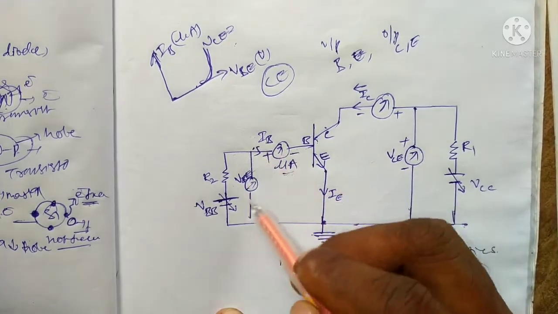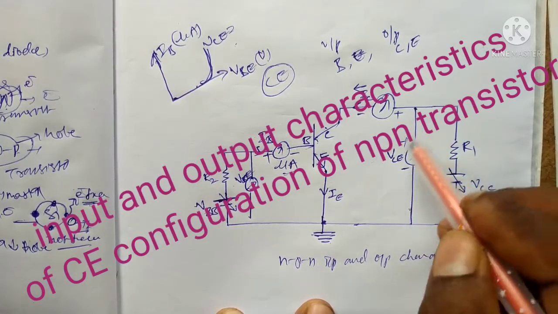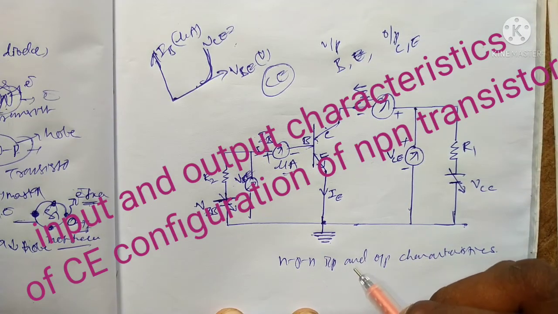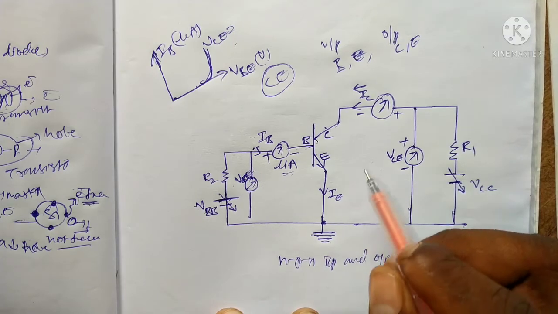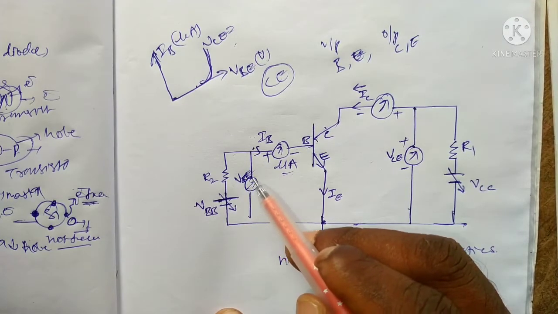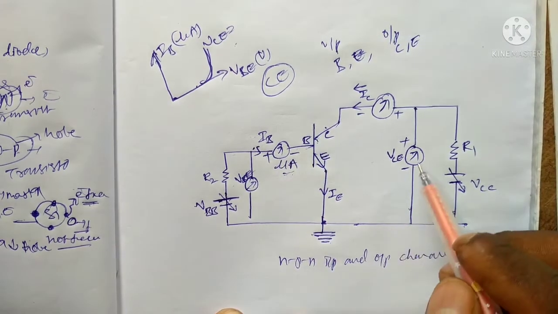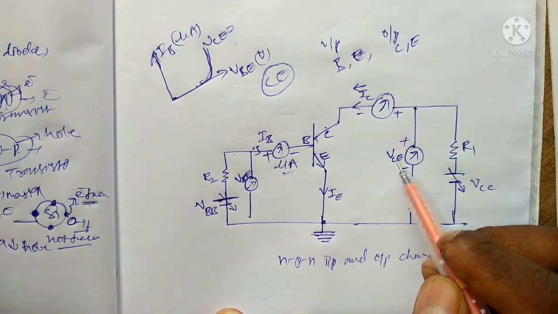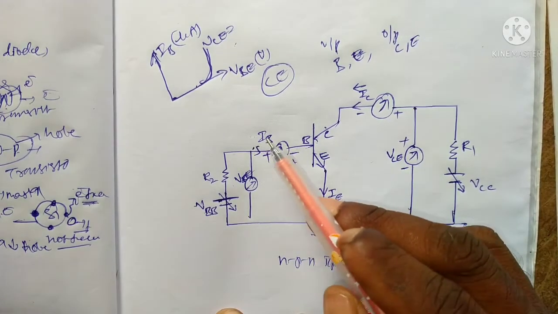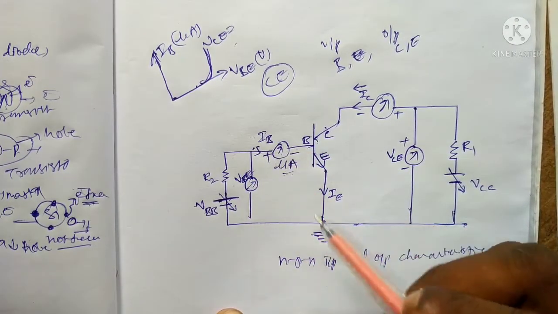This is the input characteristics of the CE configuration, and this is the output characteristics of the CE configuration of the NPN transistor. For the input, when the power supply is applied, VB changes, and the variation occurs in the base current, while the collector-emitter voltage is constant. We change VBE and measure the base current. That is the input characteristics of the CE configuration of an NPN transistor.